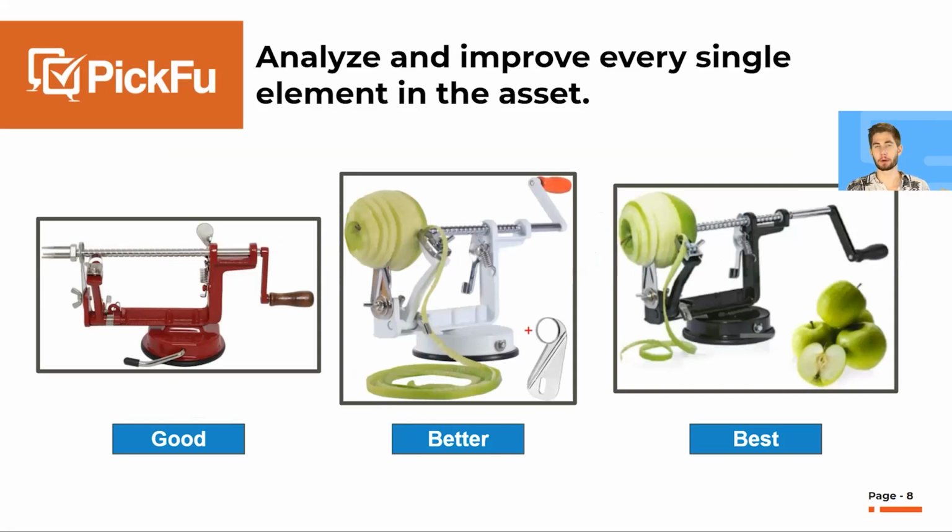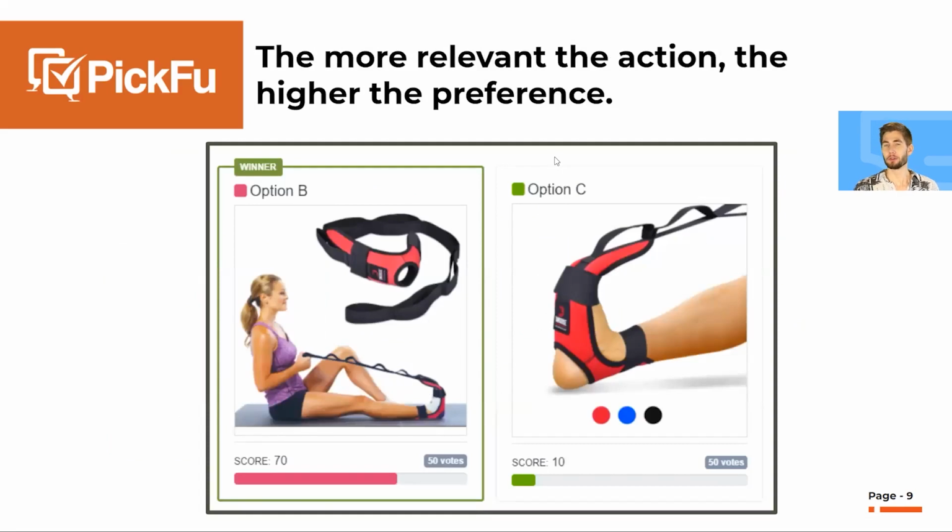It's a fine image, the product on a white background. The middle would be a little bit better, but the option on the right is what I would call the best image because it's not only showing the apples, but the apples are much greener. They're much brighter. It's showing it in a much more vivid and dynamic way. So the more relevant the action, the higher the preference, right?